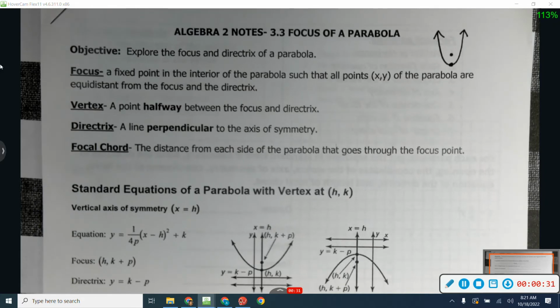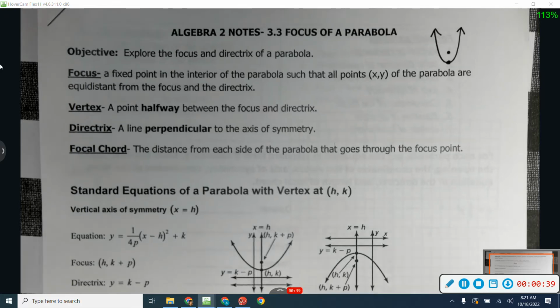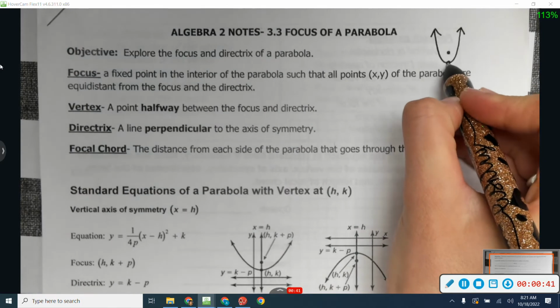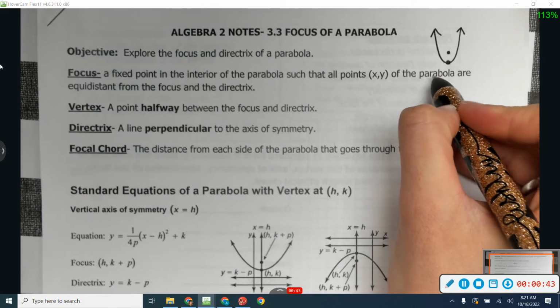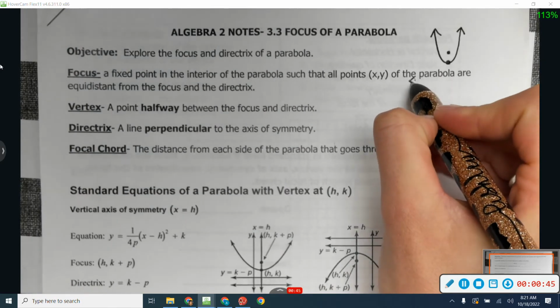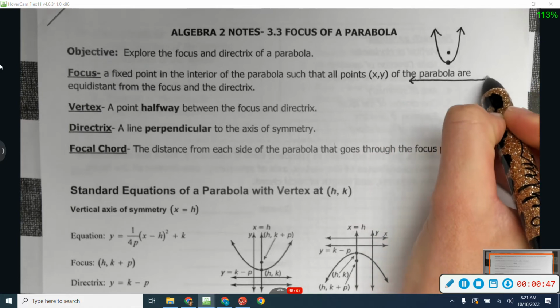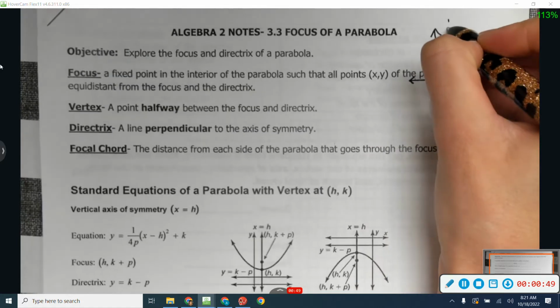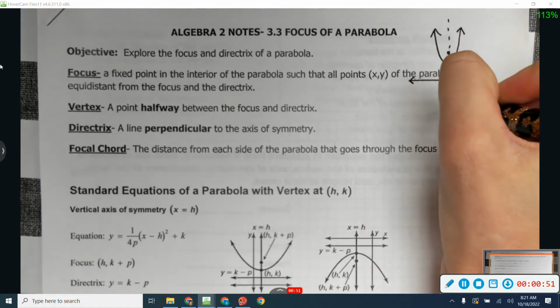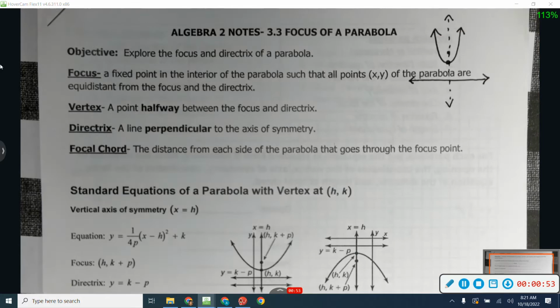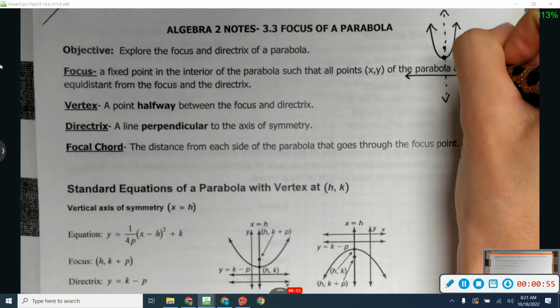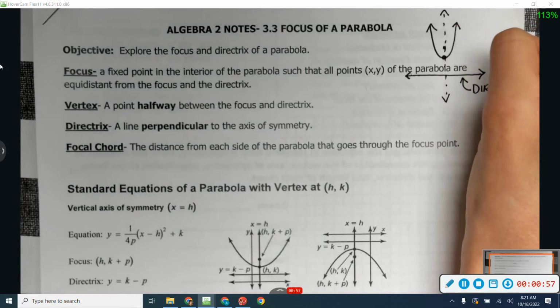If you know that, then that should help you whenever you're graphing to make sure you're putting it in the right spot, okay? So your focus is right here. Your vertex would be right here, and then we have what's called a directrix, which is perpendicular. If I have my axis of symmetry here, it's perpendicular to my axis of symmetry, okay? So this would be my directrix.